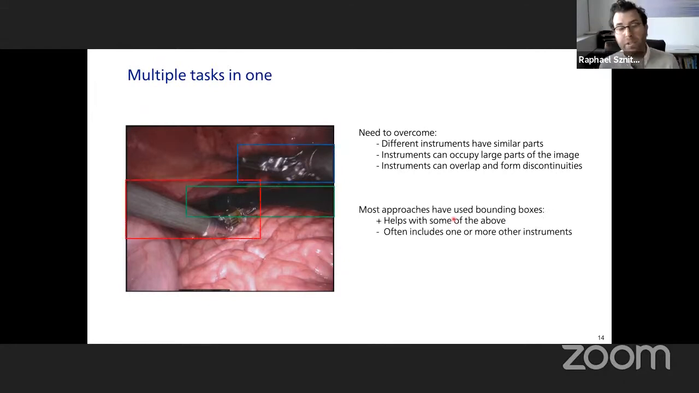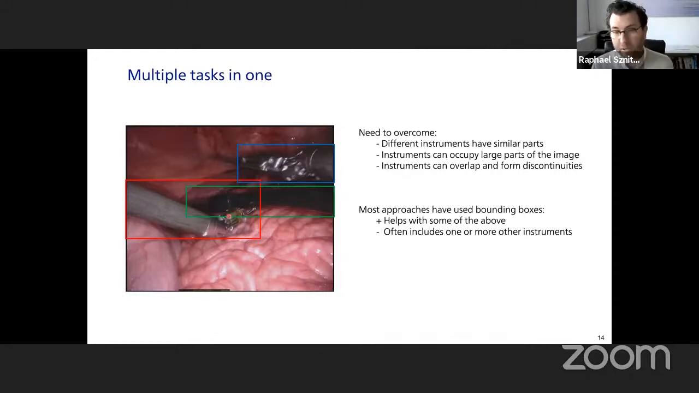So many approaches that have tried to go in this way have first used a method that finds a bounding box around your instrument, and from this do the segmentation. That helps with some of these things, but often one of the issues is that you include, as in this case here, information from multiple instruments. And that's where all the errors come through, because they assume that there's only one instrument in these boxes. And so it doesn't really know how to handle this overlap, right?